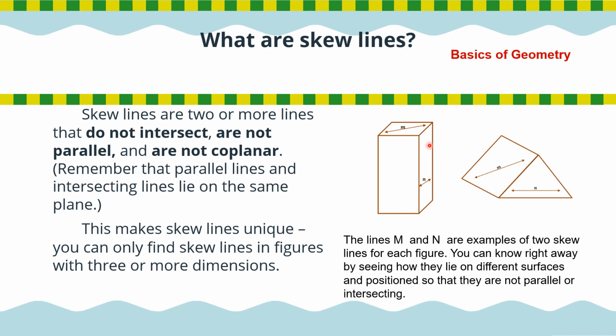Okay, so here we have a box or square, and then we have the pyramid or the tent. So lines M and N are examples of two skew lines for this figure because they do not intersect. You can know right away by seeing how they lie on different surfaces and positions so that they are not parallel or intersecting.